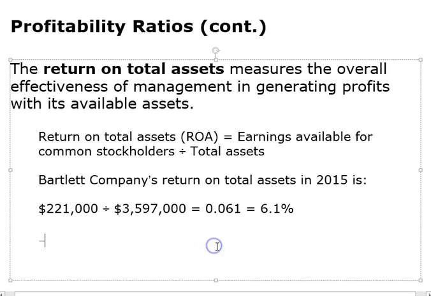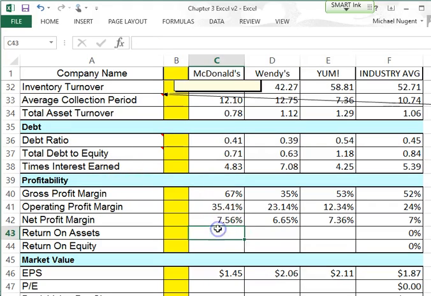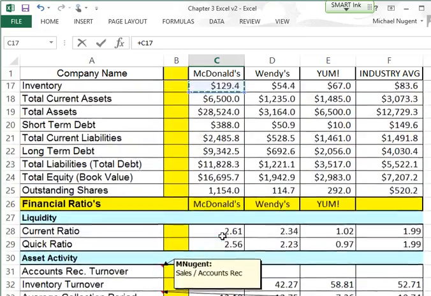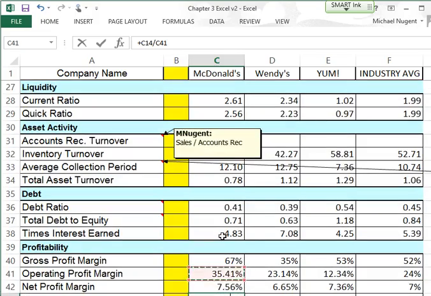Okay, so let's take a step back and look at return on assets. It's earnings divided by total assets. So for return on assets here, we're going to take, again, the net income, the net profits, and we're going to divide by assets.